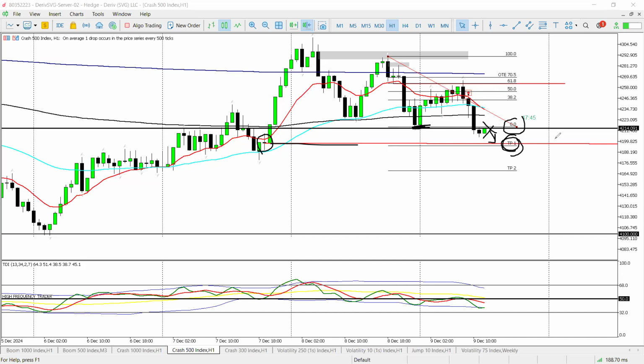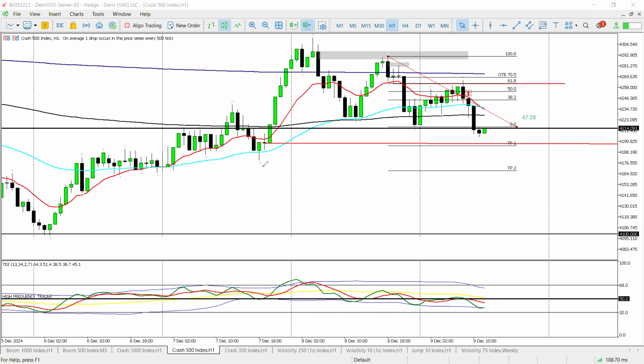I did not scale out here. I was just anticipating price to push to TP1 and potentially get to TP2. So I hope this makes sense. This is a setup which is still in play. So I would love to hear from you guys when you eventually watch this, whatever time you watch it. Take a look at it.